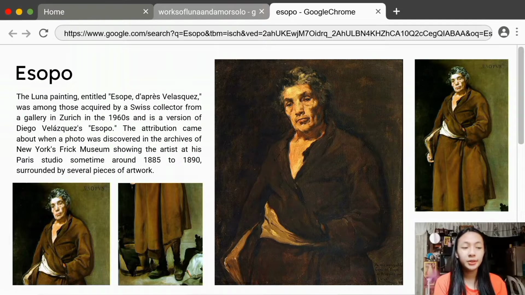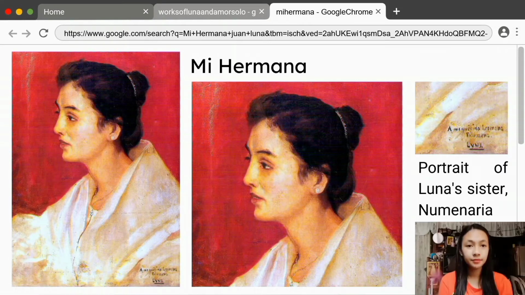Aesop. The Luna painting entitled Aesop d'après Velázquez was among those acquired by a Swiss collector from a gallery in Zurich in the 1960s and is a version of Diego Velázquez's Aesop. The attribution came about when a photo was discovered in the archives of New York's Frick Museum, showing the artist at his Paris studio sometime around 1885 to 1890, surrounded by several pieces of artwork. Mi Hermana. Mi Hermana is a portrait of Luna's sister, Luminaria.